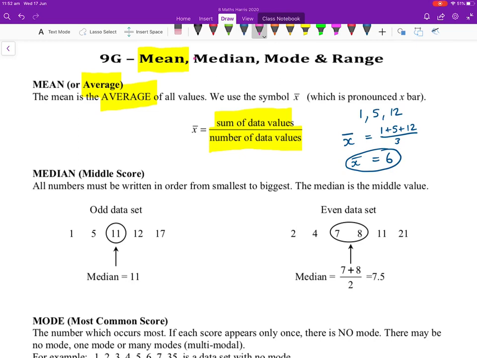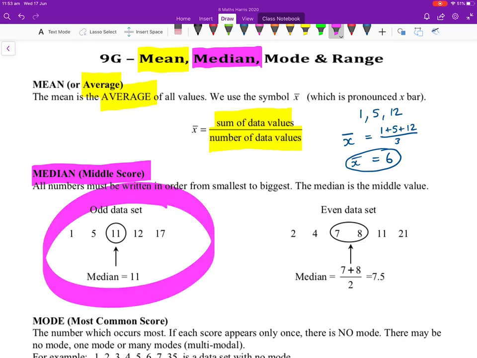The next thing we need to make sure we understand is the median. Now the median is the middle number. The middle number doesn't work unless the numbers are written in order. So let's have a look at this set here. The numbers are written in order. The numbers are 1, 5, 11, 12 and 17, and the middle number is the number 11. So the median is 11.